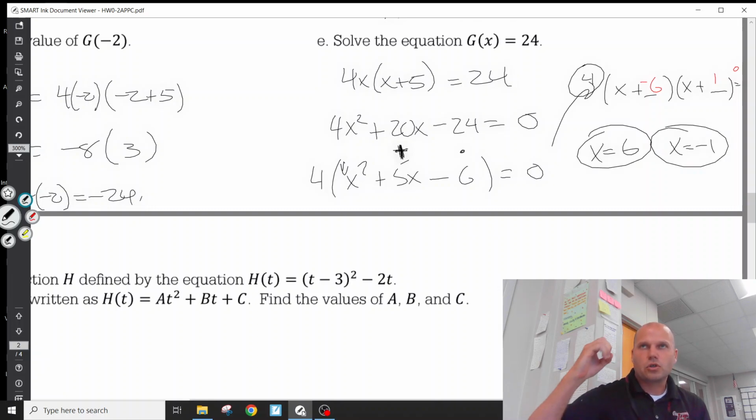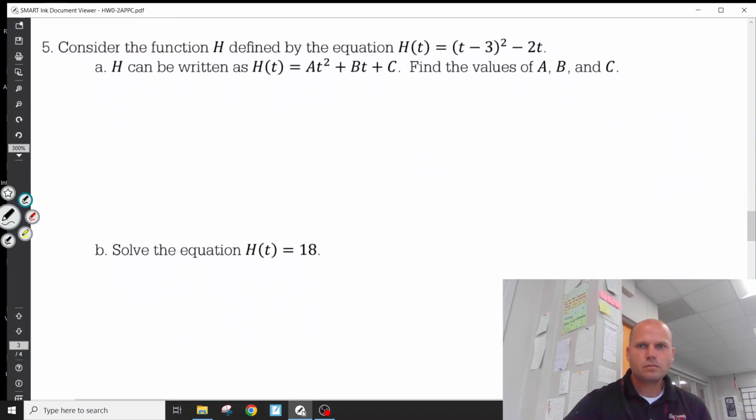Okay? The solutions are the values you can plug in for x. There's nothing that you can change about just 4. 4 is 4, it's not 4x. Cool.